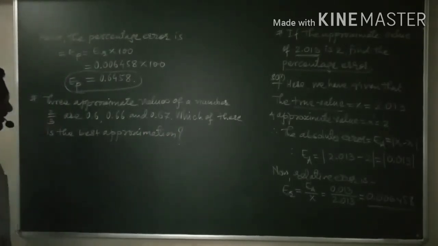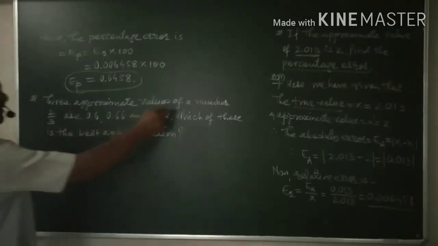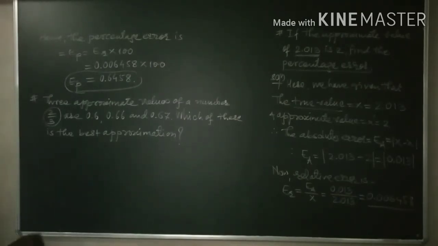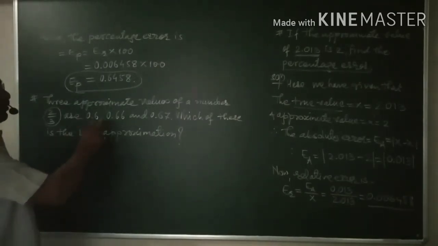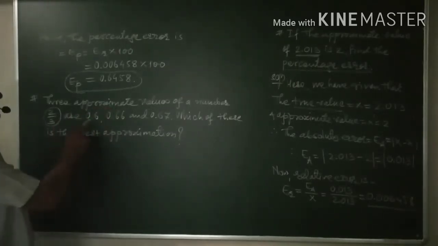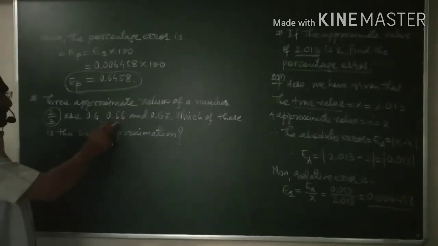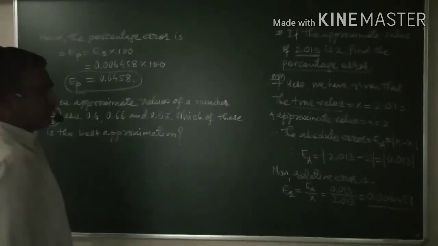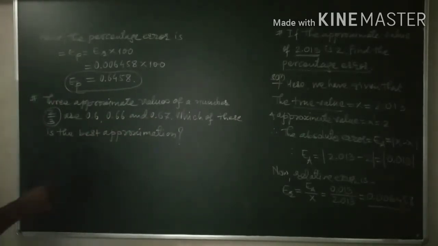Question is what? Which of these is the best approximation? There are 3 approximate values of a number. Which number? 2 by 3. Which are those ones? 0.6, 0.66 and 0.67. There are 3 approximate values. This is up to 1 decimal place, this is two decimal places and this is also two decimal places. Out of these three values, which one will work as the best approximation of this number?